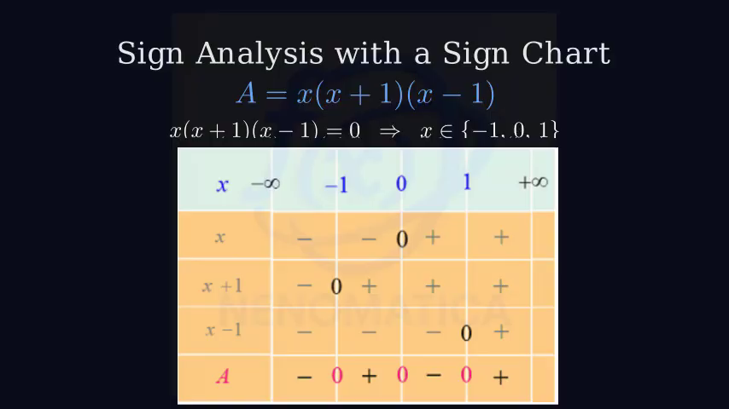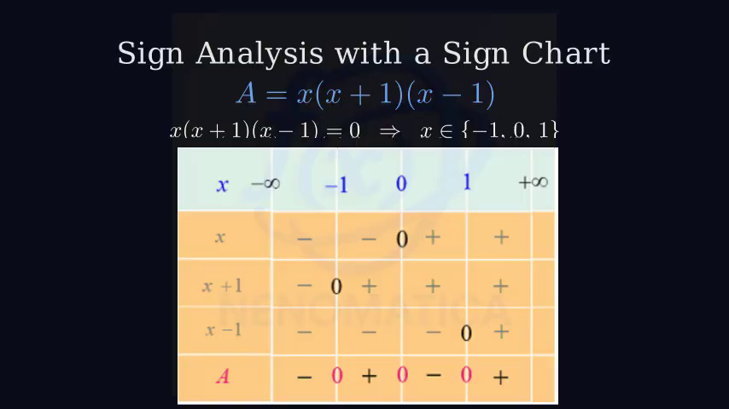To get the sign of a, multiply the signs column by column. Negative times negative is negative. Zeros keep the product 0 on the breakpoints. The pattern alternates, minus 0 plus 0 minus 0 plus.